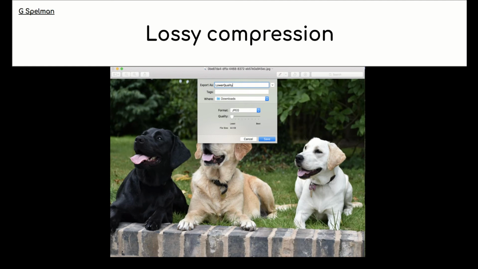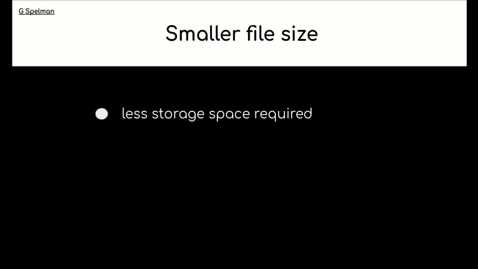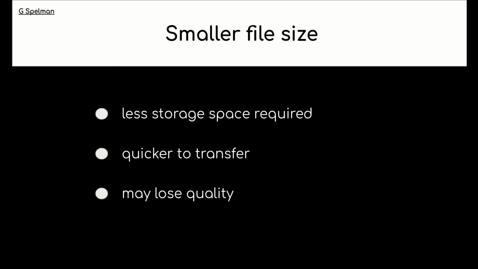It's not that obvious with some, even though there's quality loss, sometimes it's not that obvious. So in this example, when I actually saved the file with a lower file size and the least quality, I actually couldn't tell the difference, but sometimes you can. So why would we make files smaller if we're going to lose quality? What's the point in doing that? Well, for one, we would need less storage space for a smaller file size. They're also quicker to transfer if they're smaller. However, we may lose quality.